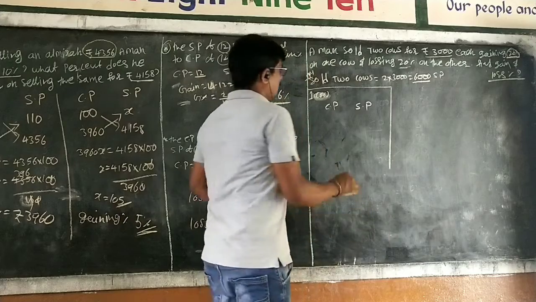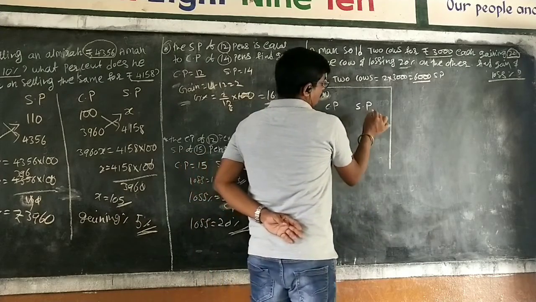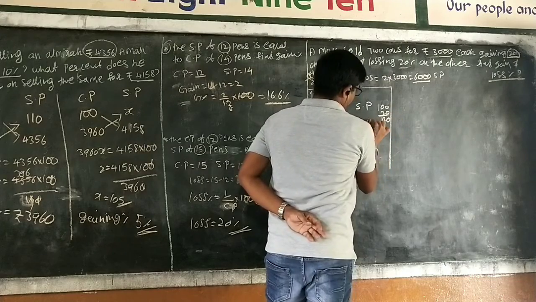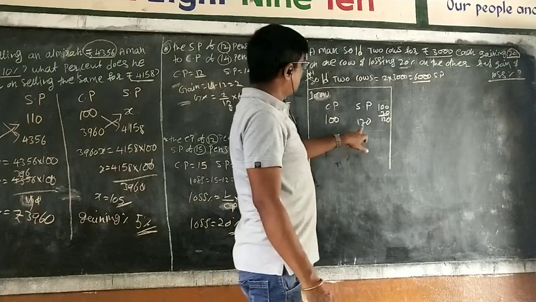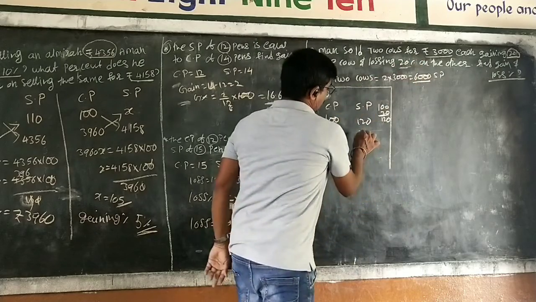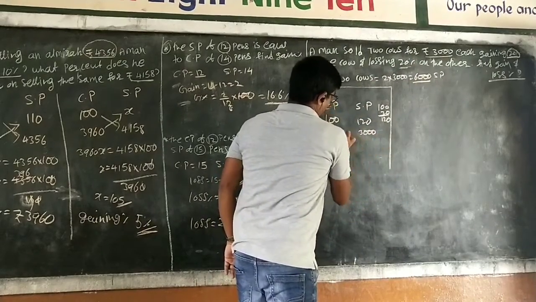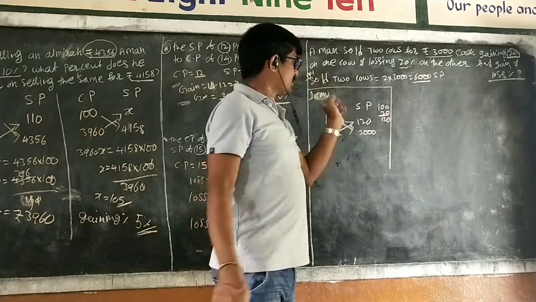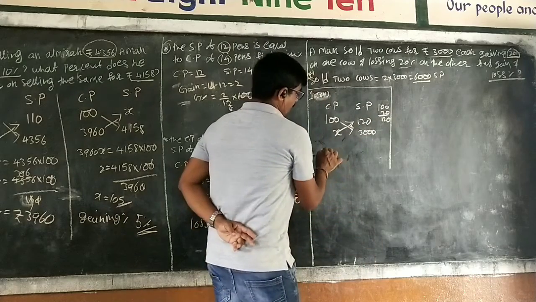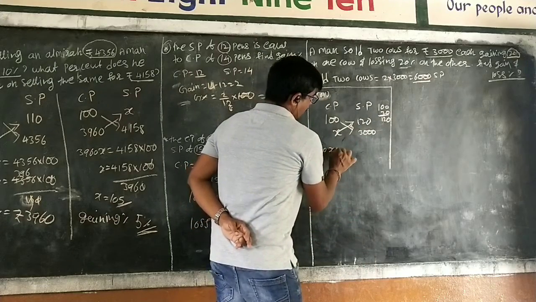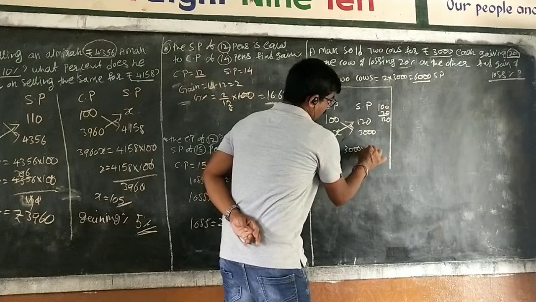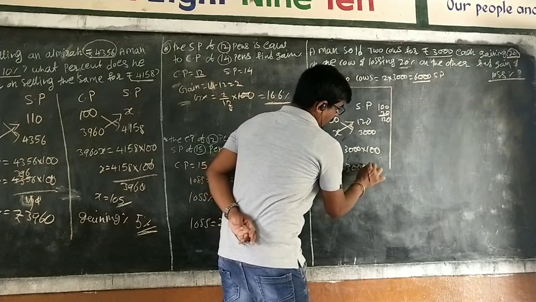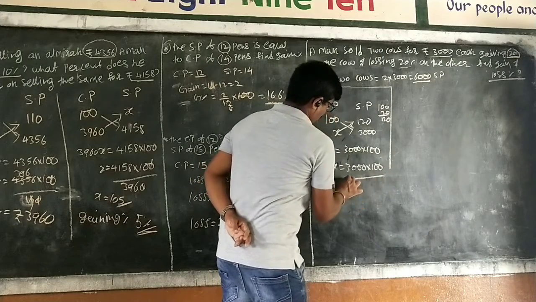20% gain means the cost price is 100 plus 20, that is 120. Next, the selling price is given, that is 3,000. We have to find the cost price. Simply do cross multiplication: 120 into x is equal to 3,000 into 100, so x is equal to 3,000 into 100 by 120.